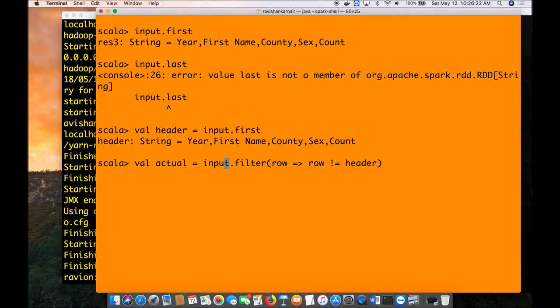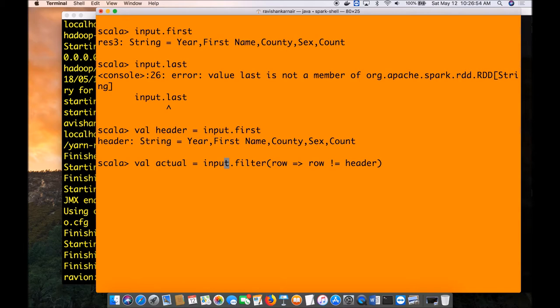A very simple question: why can't I write a map here? And this is what you should learn, and that learning will come only with a lot of practice. Why can't I write a map there where map is taking row not equal to header? Look at the parameter. This is a condition, row not equal to header, true or false. Map cannot take true or false as a parameter.